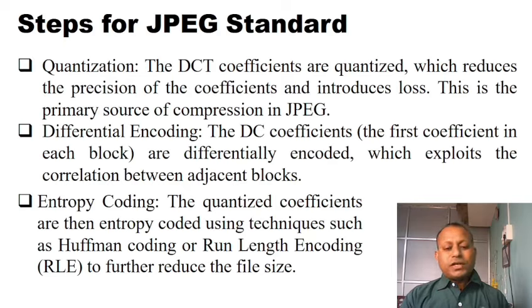Differential encoding also helps to further encode the DC coefficient. The first coefficient in each block is differentially encoded, which exploits the correlation between adjacent blocks and helps to reduce the file size. The next step is entropy coding. The quantized coefficients are then entropy coded using a technique such as Huffman coding or run-length encoding, RLE, as already mentioned, to further reduce the file size.